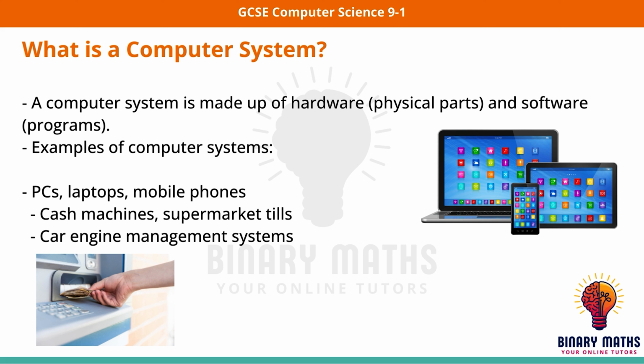Now, computer systems are everywhere. They're not just the laptops or desktops you might be used to. Think about your smartphones, the cash machine at the bank, or even the system that controls the engine in a car. All of these are examples of computer systems. They all have a CPU, memory, and input-output devices, which we'll talk about next.